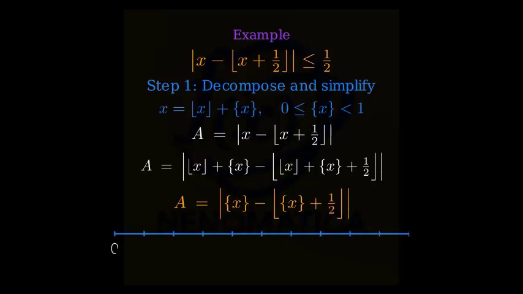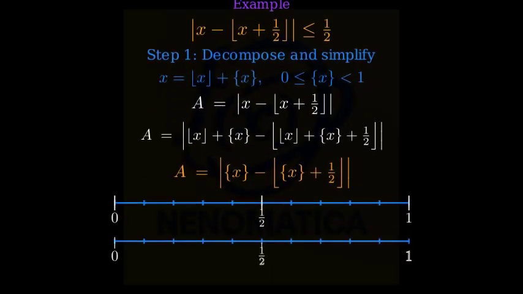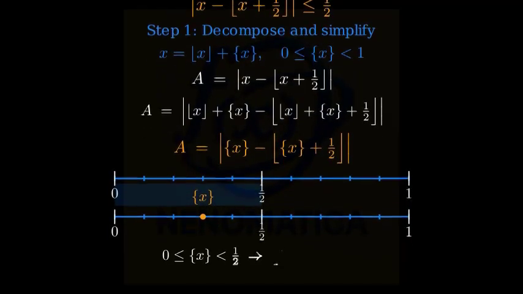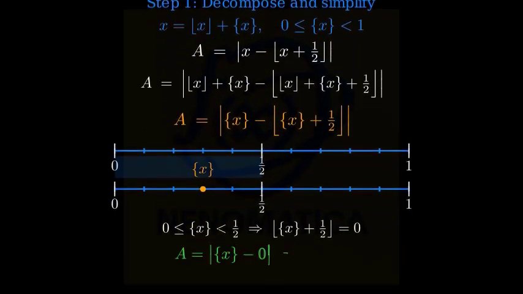To build intuition, let us visualize the fractional part on a number line from 0 to 1. We will place a point at the fractional part of x and examine 3 cases. Case 1. The fractional part is at least 0 and less than 1/2. Then the fractional part plus 1/2 lies between 1/2 and 1, so its floor is 0. Therefore, a equals the absolute value of the fractional part, which is less than 1/2 in this case.